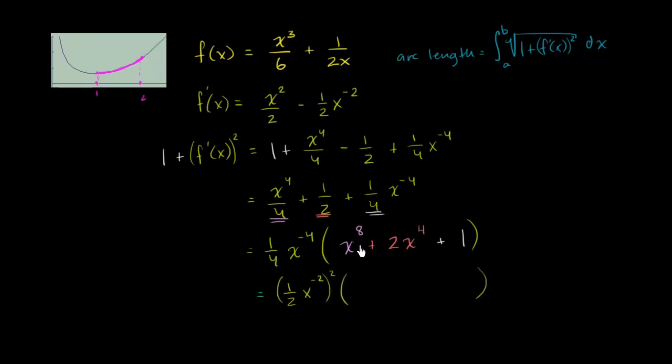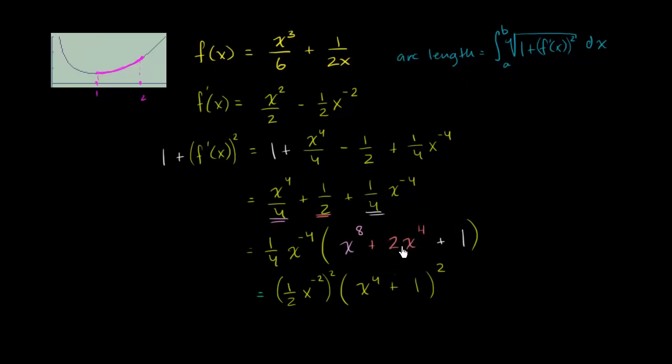And then this over here, we could rewrite this as, actually let me write it this way, this is going to be (x to the fourth plus 1) squared, right? x to the fourth times x to the fourth is x to the eighth. 1 squared is 1. The product of them times 2 is 2x to the fourth. So this over here is the same thing as that.